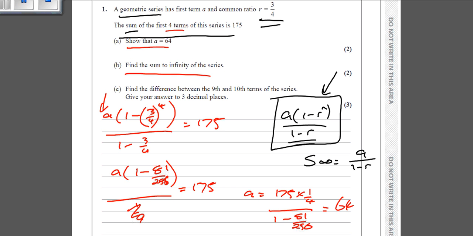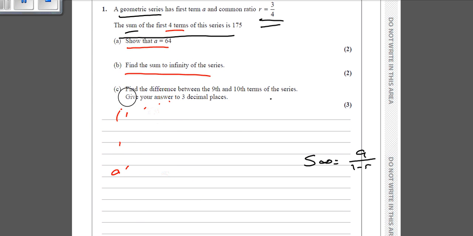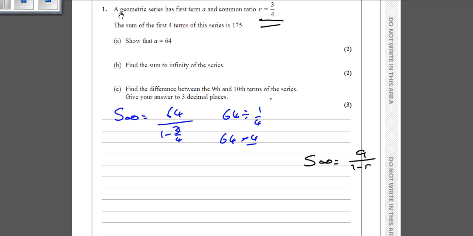Right, next, find the sum to infinity of the series. Now, as we said, the sum to infinity is this thing here on the right. So what we need to do with that is we just need to substitute in our value of a and our value of r. So the sum to infinity equals 64 over 1 minus 3/4. 1 minus 3/4 is 1/4. So 64 divided by 1/4, which you can do on your calculator, or 64 times by 4 over 1, which equals 256. So you've got 256 for this one.